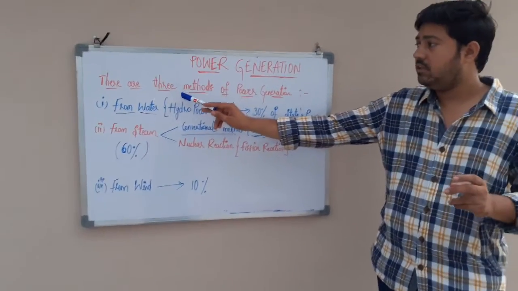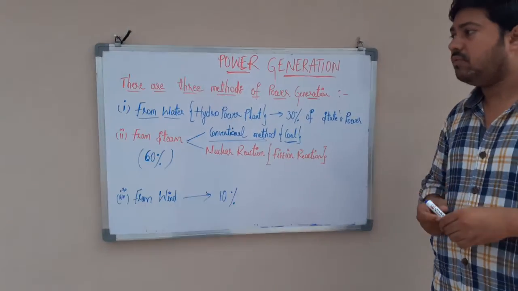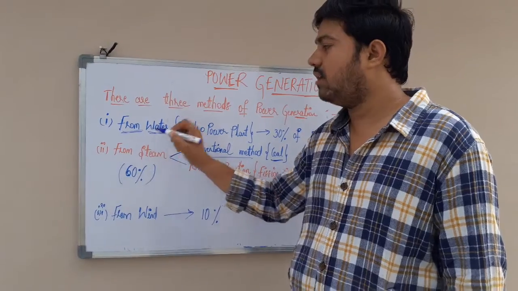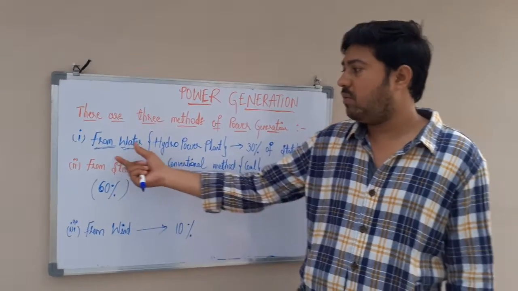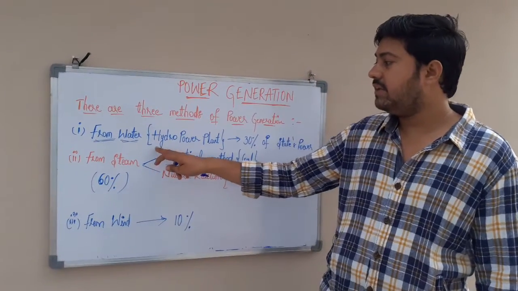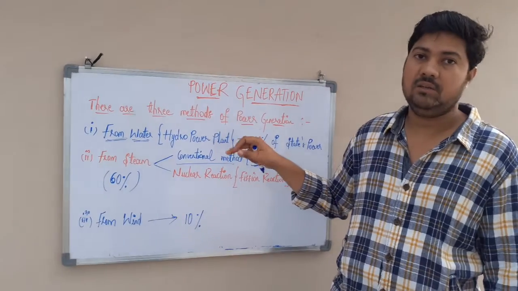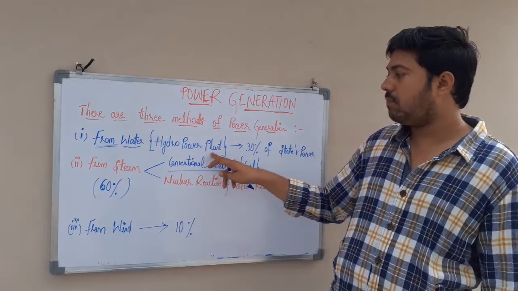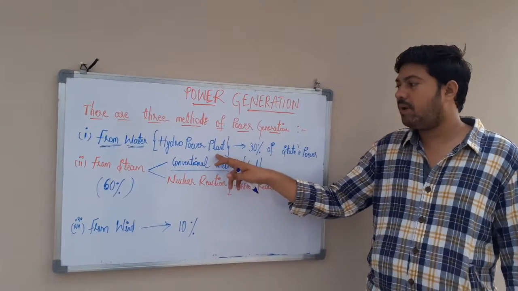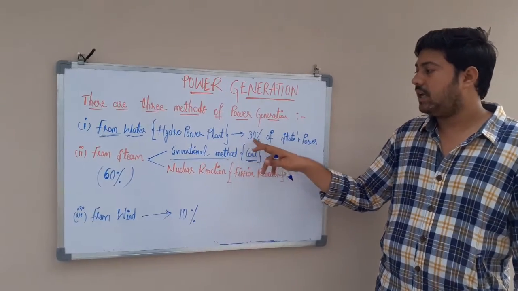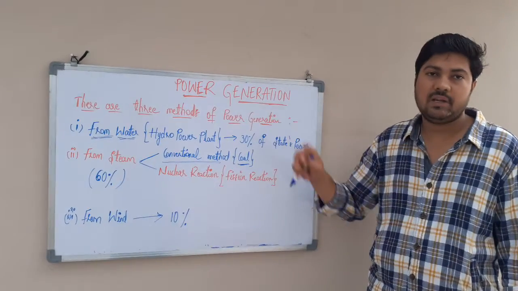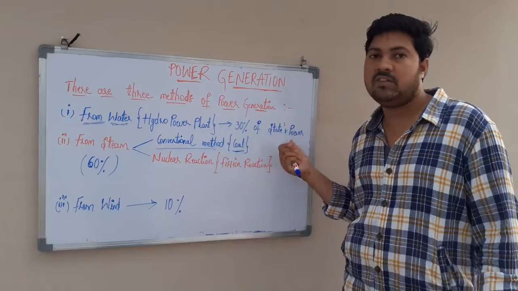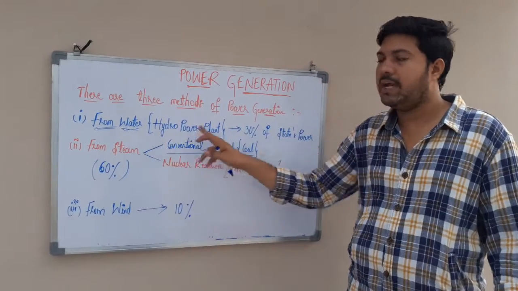Mostly there are three methods of power generation. First one is from water. Power will be generated from water. In such a case, it is called a hydropower plant. The plant in which power is generated from water is called a hydropower plant, and this hydropower plant accounts for 30% of the total power generation in the state.